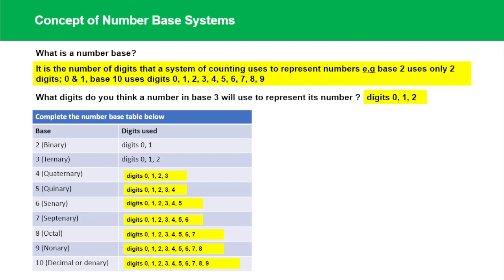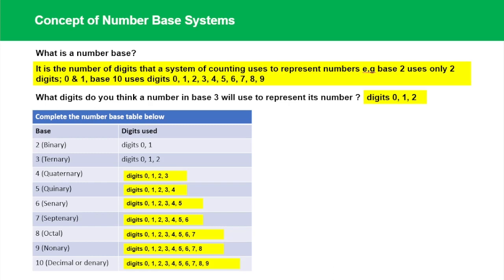For instance, the base 2 number system uses only 2 digits to represent any of its numbers, and those digits are 0 and 1. A base 10 number system uses 10 digits to represent any of its numbers, and those digits include 0, 1, 2, 3, 4, 5, 6, up to 9. From the table below, we have several number-based systems beginning from base 2 down to base 10, and the number of digits used by each of these number-based systems.